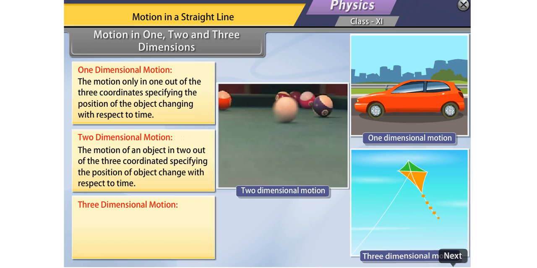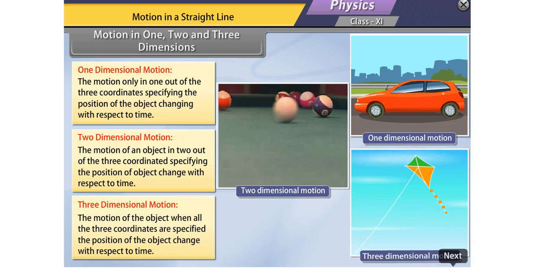Three-dimensional motion. The motion of the object when all the 3 coordinates are specified, the position of the object change with respect to time. Example, a kite flying on a windy day.